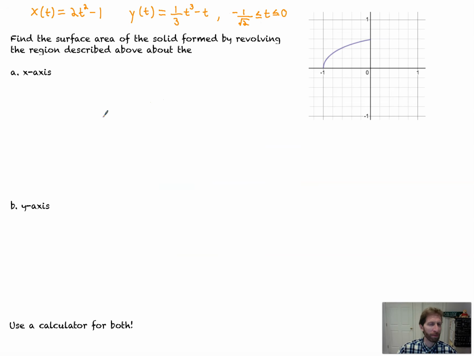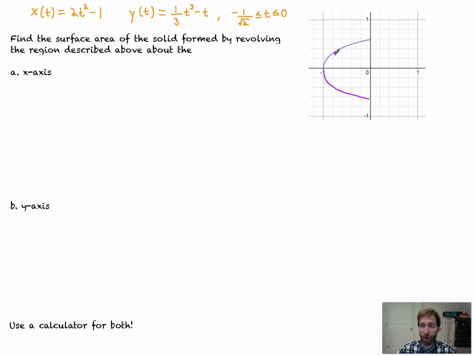So the final problem in this video has us finding the surface area of the solid formed by revolving that region, where -1 over root 2 is less than or equal to t is less than or equal to 0. That's a funky looking region. About the x-axis, so that's this curve here. We're going to be rotating this way first, about the x-axis. That would be something like that, roughly. And whatever the surface area of that is, it's the area of the surface.